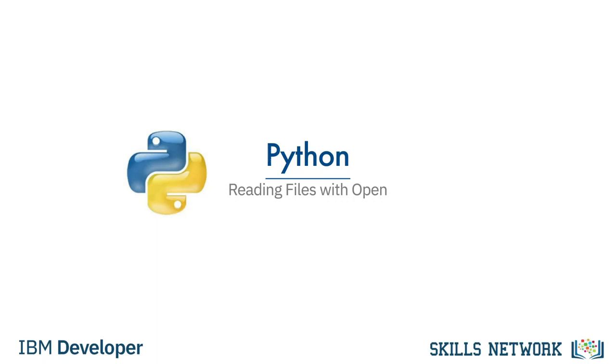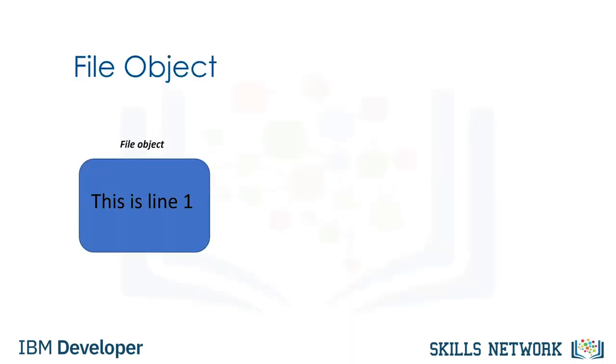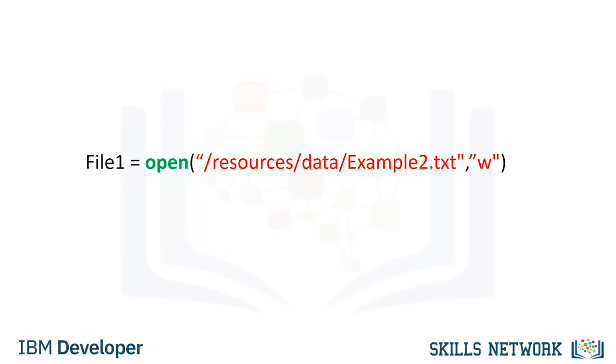In this section, we will use Python's built-in open function to create a file object and obtain the data from a txt file. We will use Python's open function to get a file object. We can apply a method to that object to read data from the file. We can open the file example1.txt as follows. We use the open function.